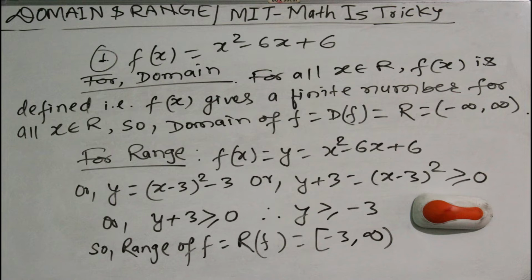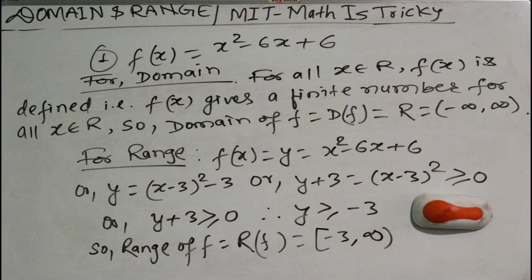So we are given here f(x), which is same as y equals x square minus 6x plus 6. Now we can write here x square minus 2 into 3 into x, that means 2ab, plus 3 square and minus 3 square, that means plus 9 and minus 9, which gives x minus 3 whole square minus 3.